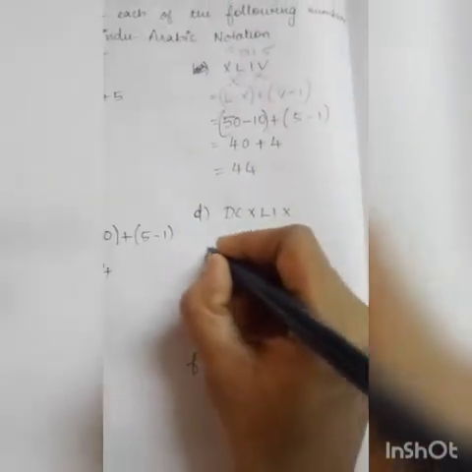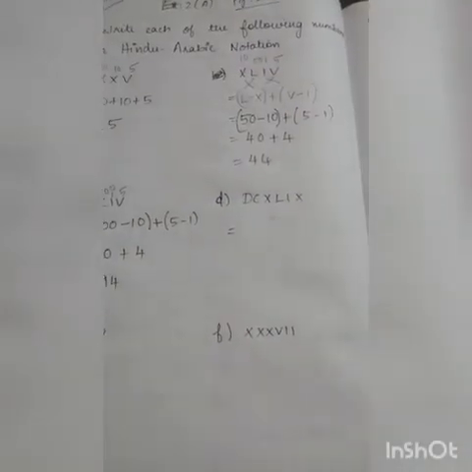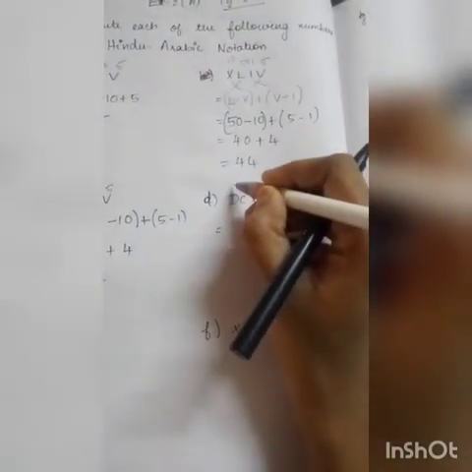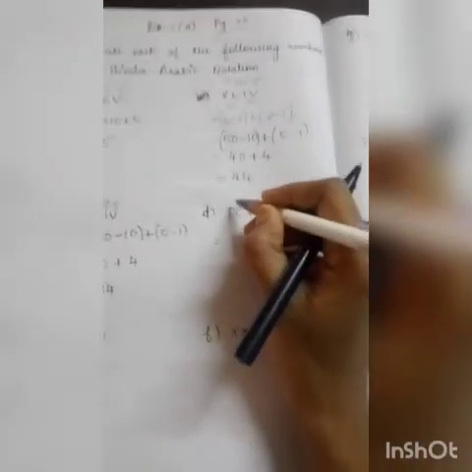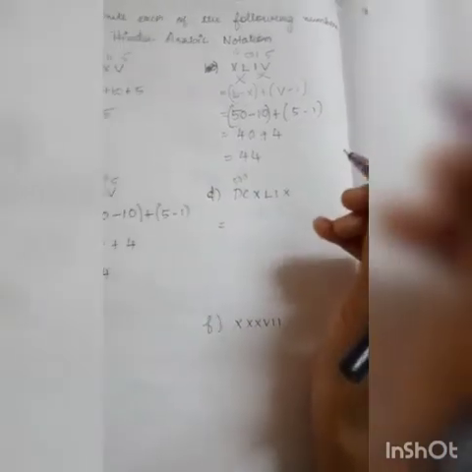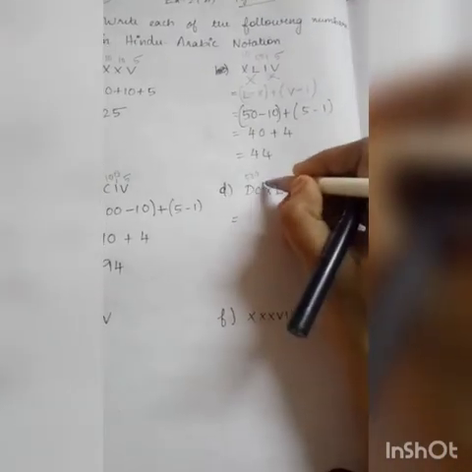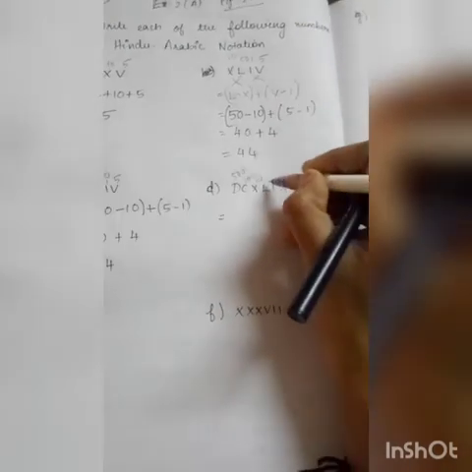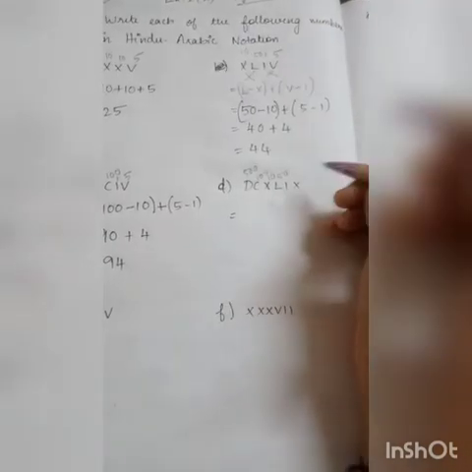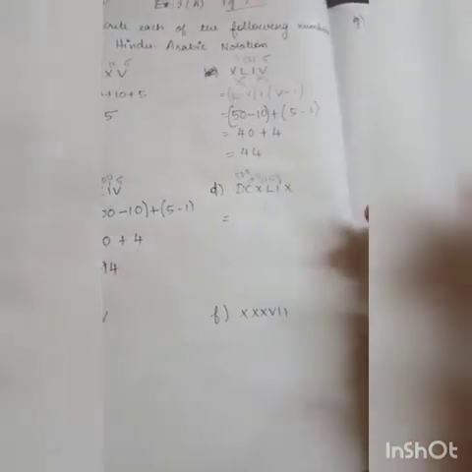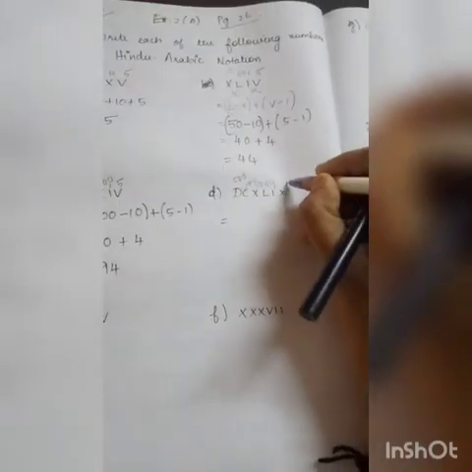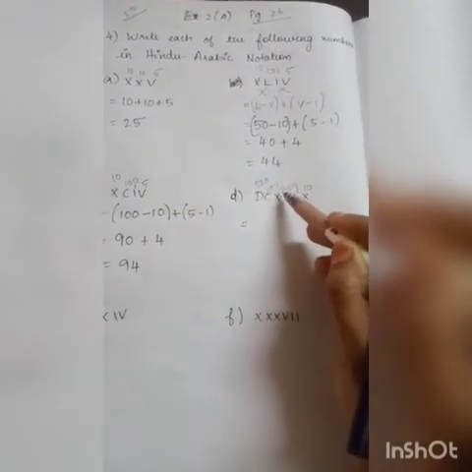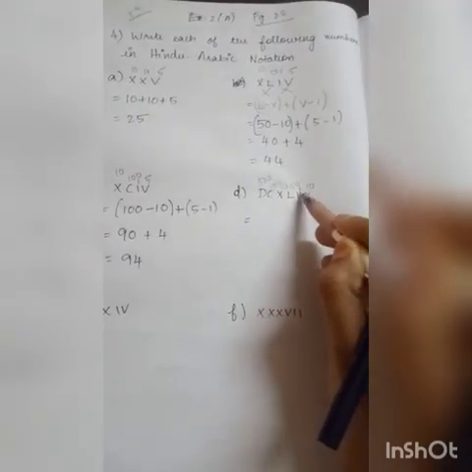Next, DCXLIX. D question. What is the D value? 500. Okay, what is the D value? 500. C stands for 100. X stands for 10. L stands for 50. I stands for 1. X stands for 10. See, listen. 500, 100, 10, 50, 1, 10.